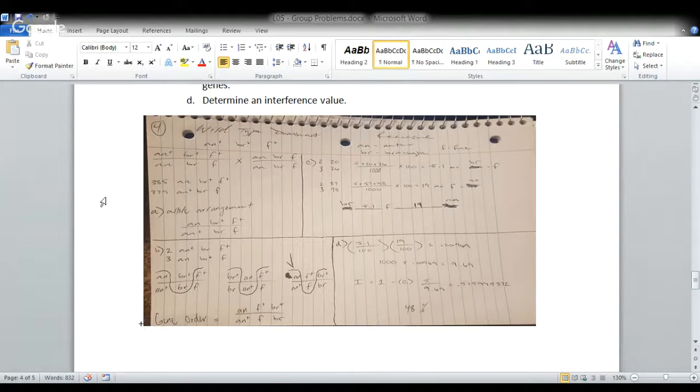And then D, we just do the same thing we've been doing, where we take the map units, divide by 100, multiply them together, get that decimal, multiply that decimal times the total, which is 1,000 in this case again. Run our interference, so we're going to have 5, which is our lowest, and we're going to divide that by 9.69, and we'll get 0.51 and so on. So we can round it up to 0.52, and then 1 minus that's just going to be 48.48, so 48%.